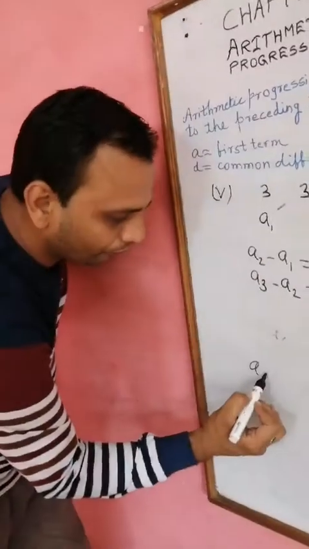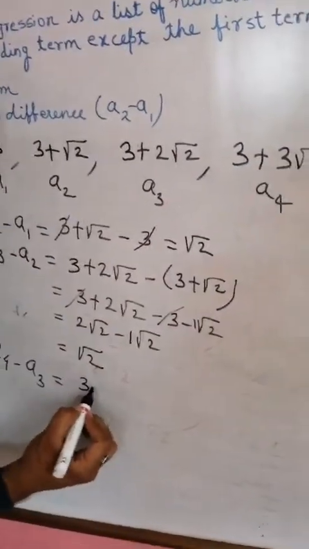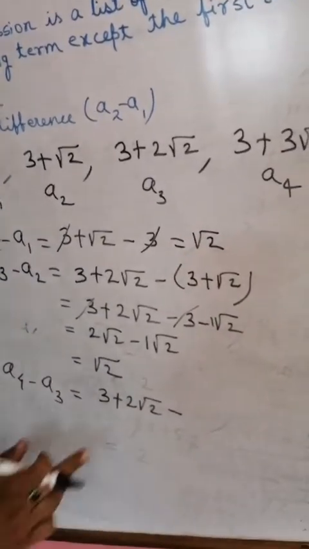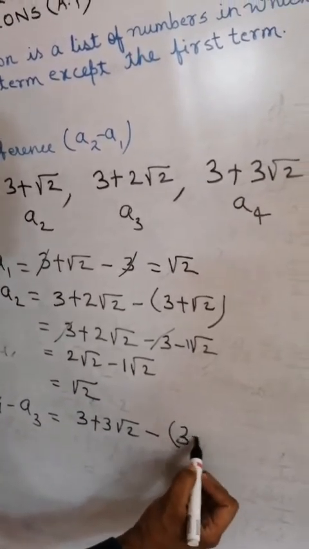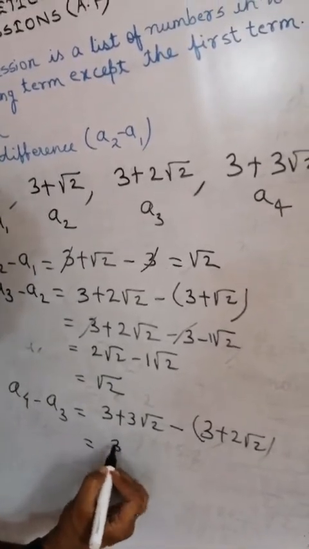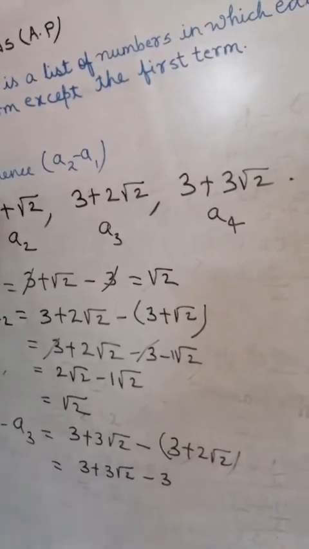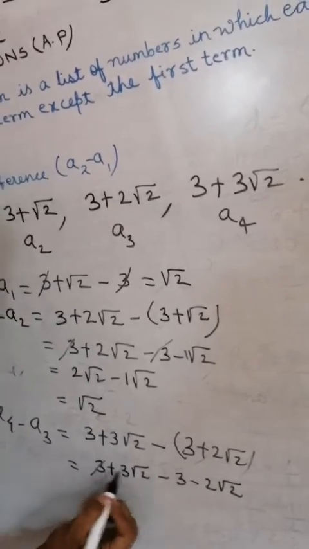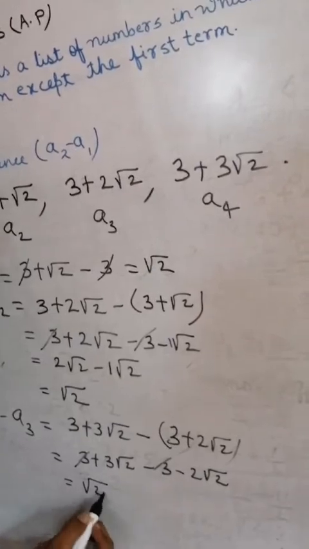Now take A4. A4 minus A3, it will be 3 plus 3 root 2 minus, take this number in the bracket, 3 plus 2 root 2. When we open the bracket, the minus sign will come, and this also becomes negative. Plus 3 minus 3 will cancel. 3 minus 2, again it will be 1 root 2, that means root 2.